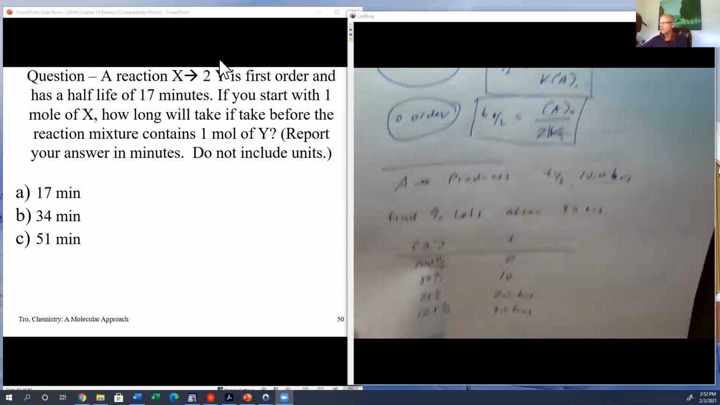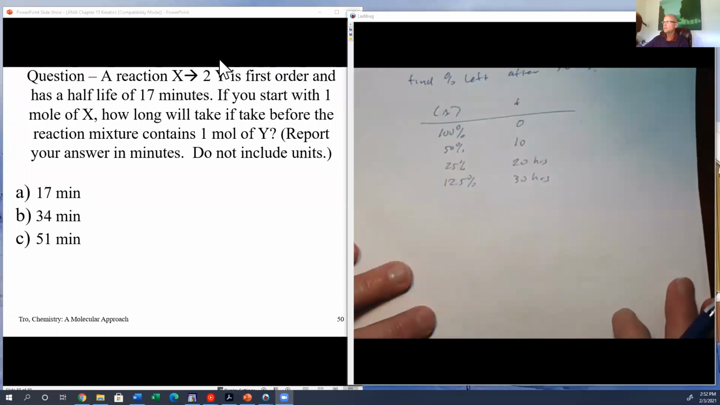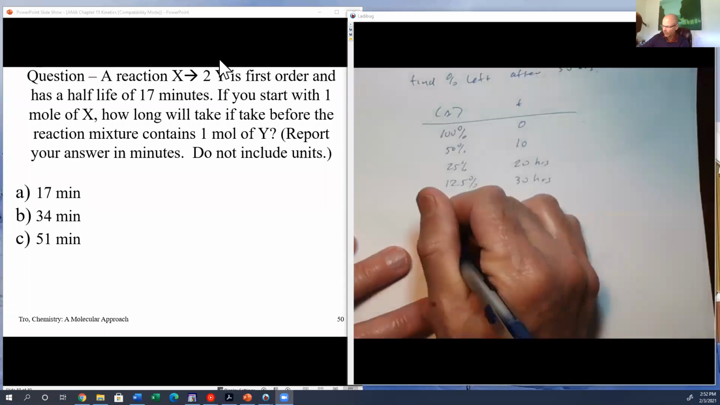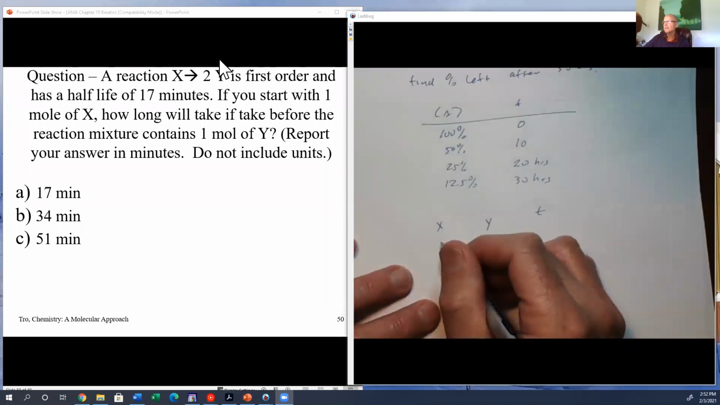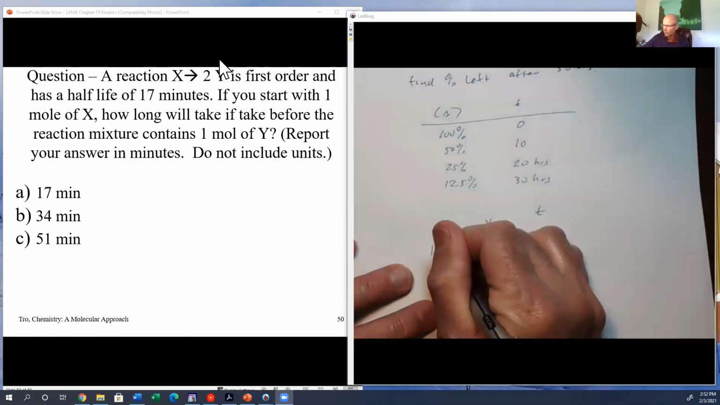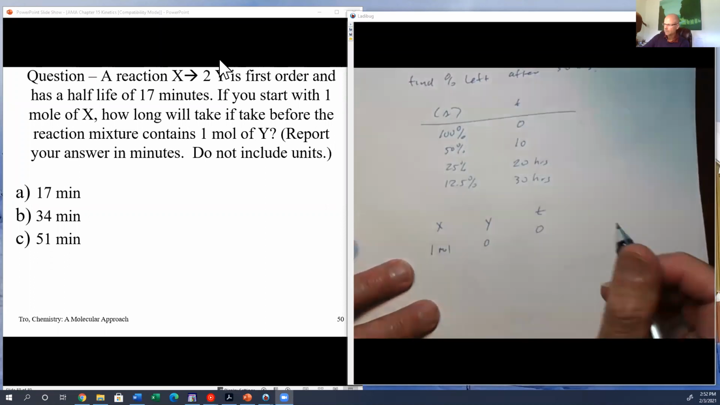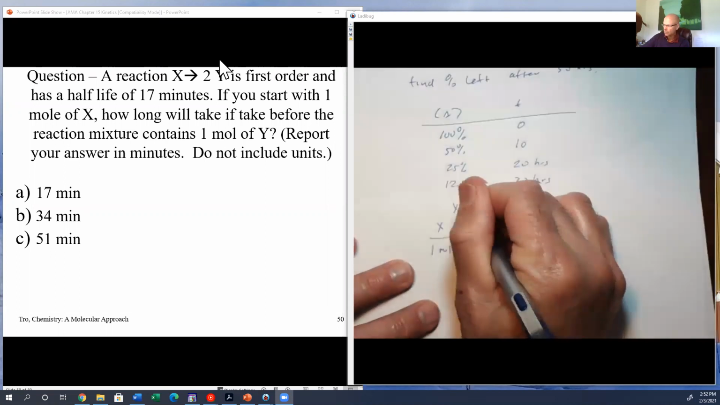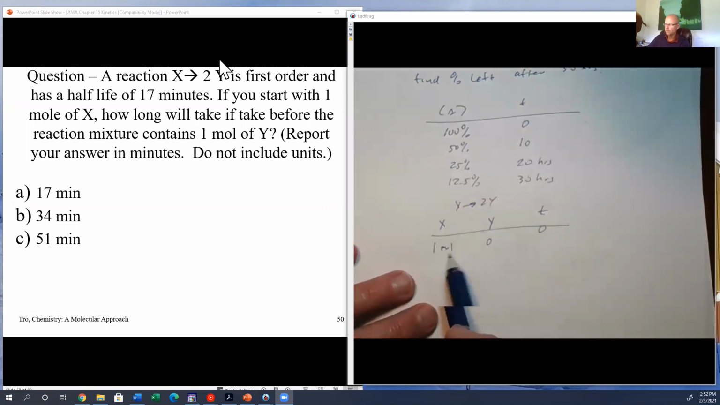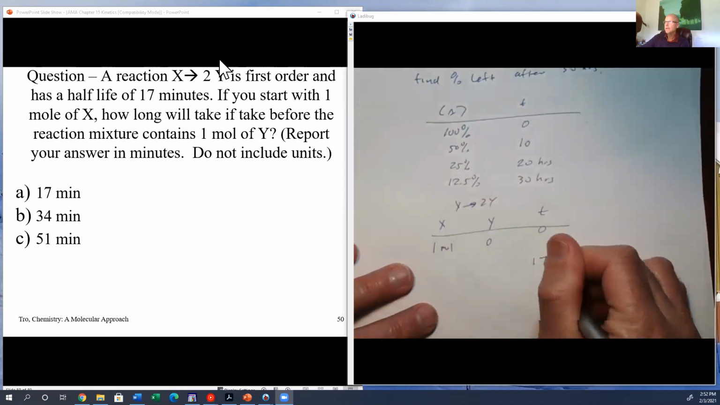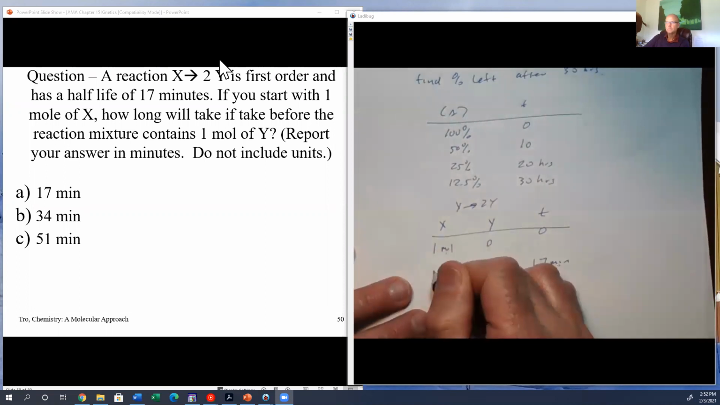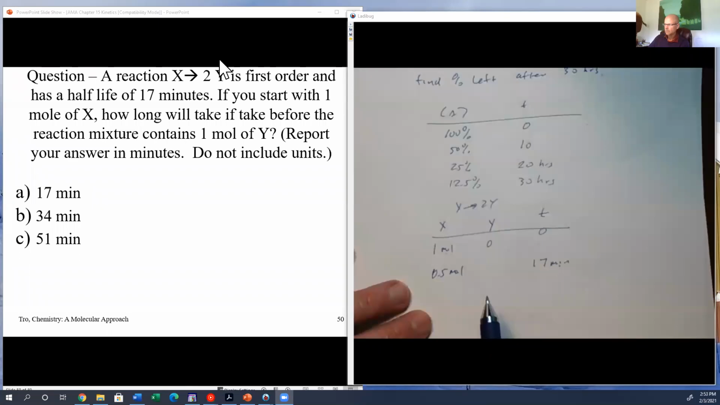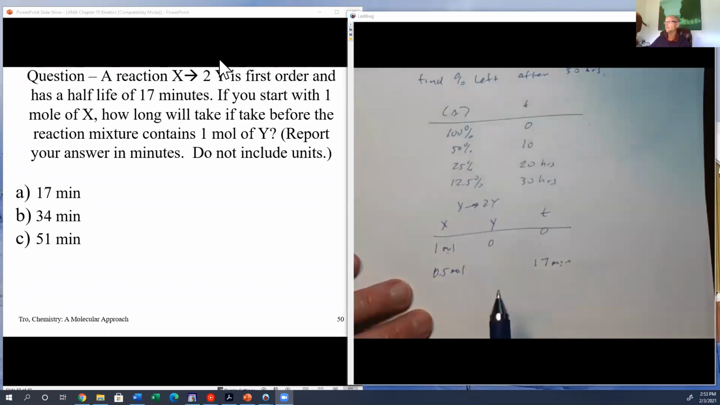Okay, let me give you a little hint in case you're struggling. You could set up a table just like we did, with X, Y, and time. If you start with 1 mole of X, you start with 1 mole of X, 0, 0 at time 0. And remember that X goes to 2Y, so keep that in mind. After 17 minutes, that's 1 half-life. How many moles of X do I have? 0.5, right? That's the definition of half-life. Now I'll let you take it from there.